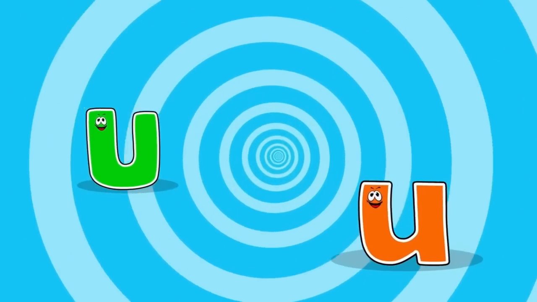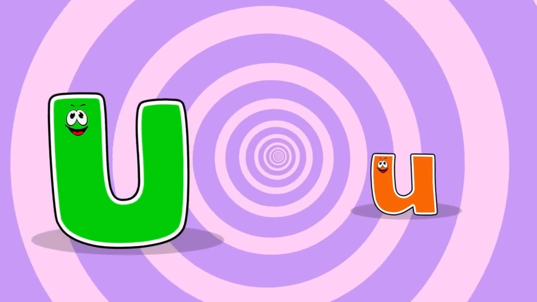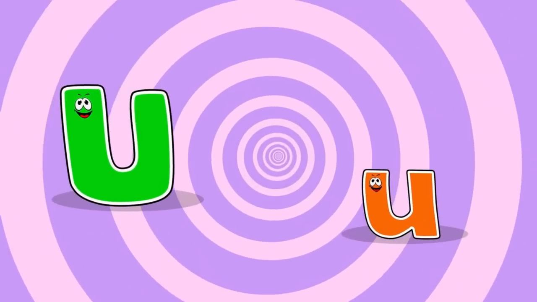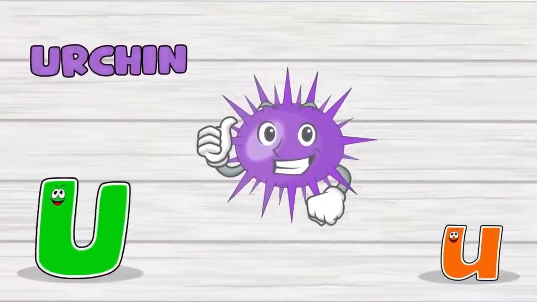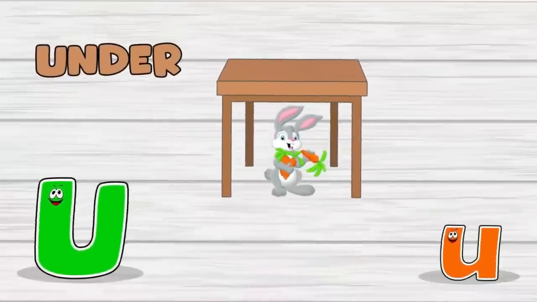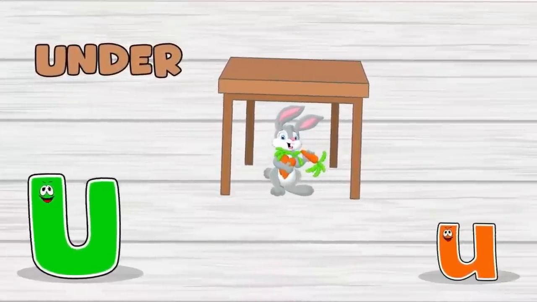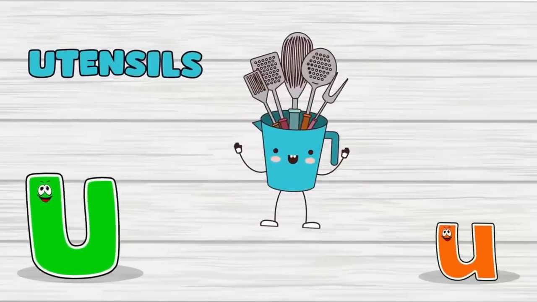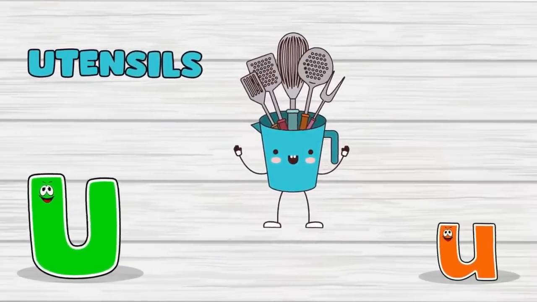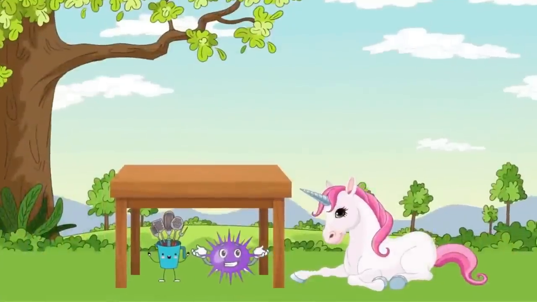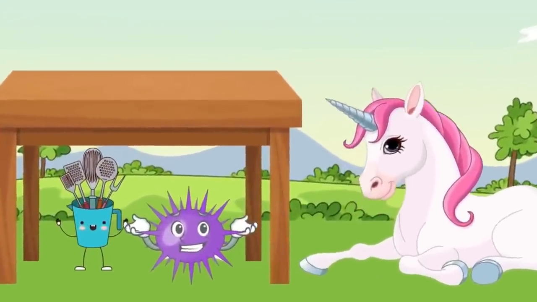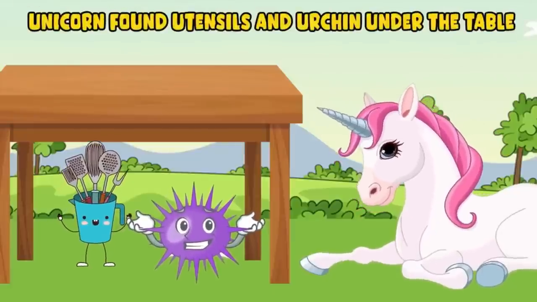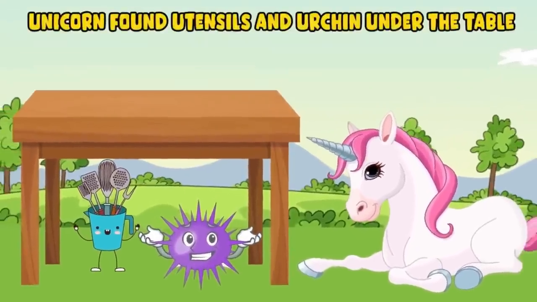U sounds. U as an urchin, urchin. U as an under, under. U as an utensils, utensils. Unicorn found utensils and urchin under the table.